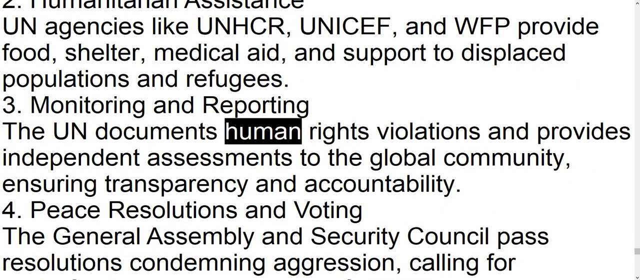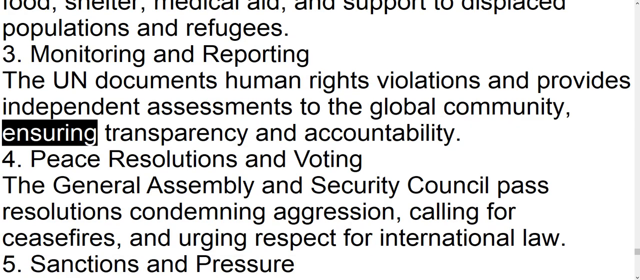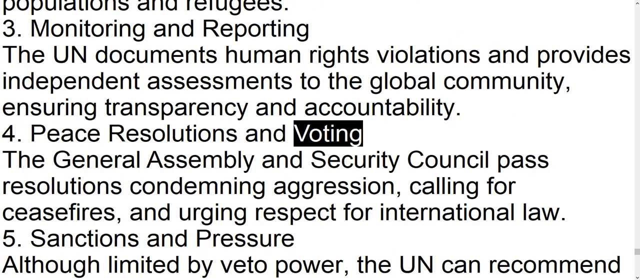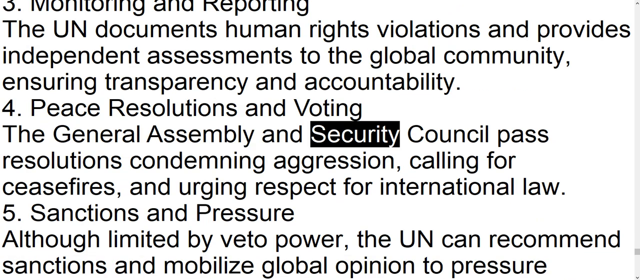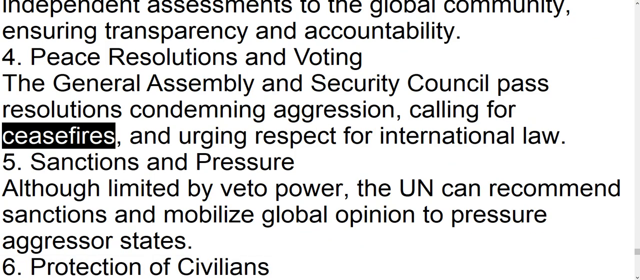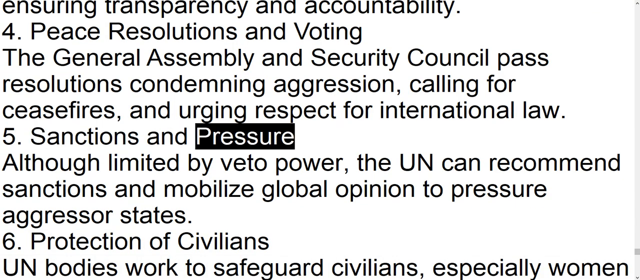The UN documents human rights violations and provides independent assessments to the global community, ensuring transparency and accountability. 4. Peace resolutions and voting. The General Assembly and Security Council pass resolutions condemning aggression, calling for ceasefires, and urging respect for international law. 5. Sanctions and pressure.